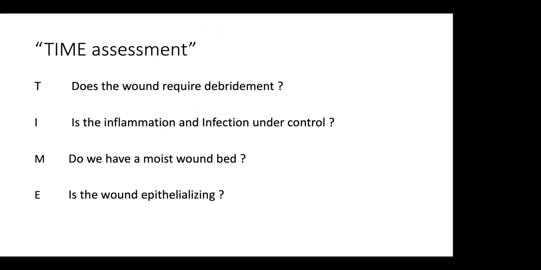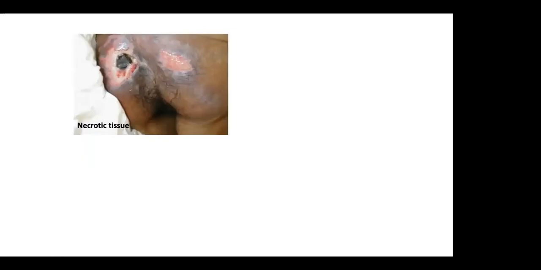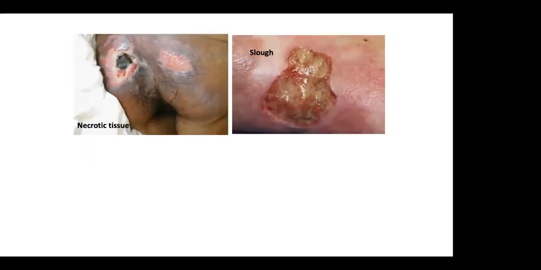Right. So what's the next step? The tissue. And in general, we talk about four different types of tissues. If you look at the colors, it will help you to figure out what these might be. Black would be necrotic tissue. Yellow would be slough. And it's not pus, not infected. This is a wound exudate that comes through, called slough.